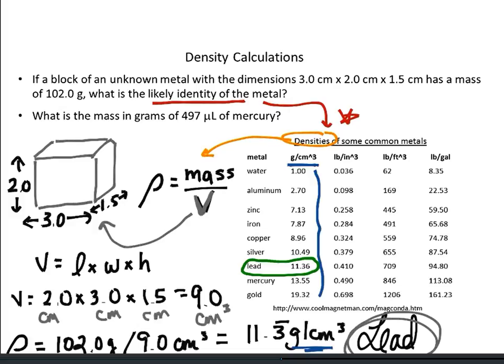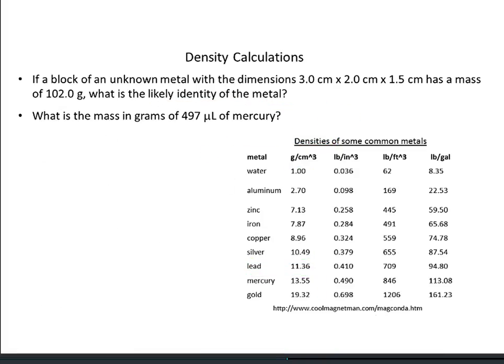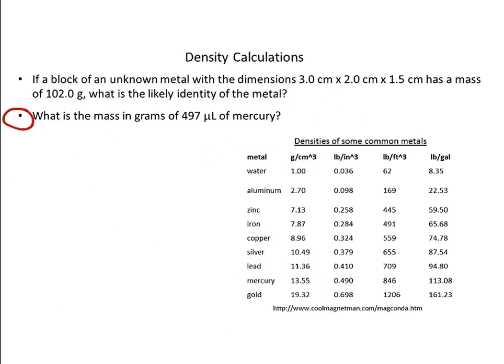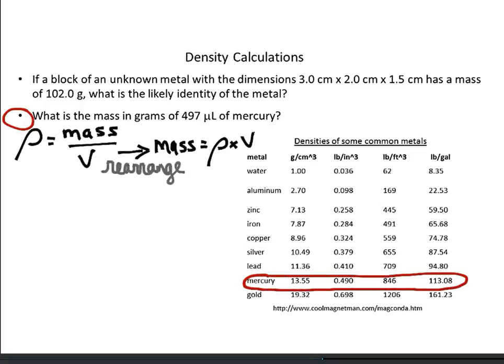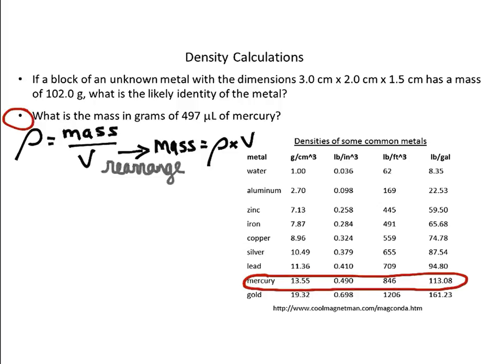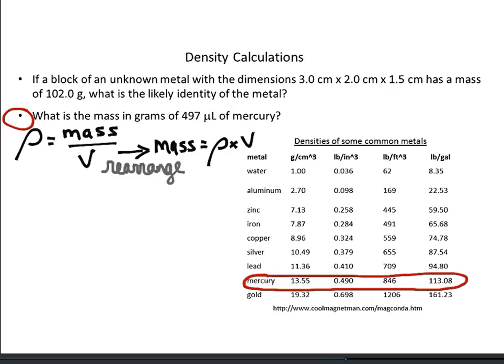It's a good idea. If we move on to the second problem, what is the mass in grams of 497 microliters of mercury? Mercury's information is given down here. And we have density is mass divided by volume. If we rearrange that algebraically, we can get the mass that we're looking for is equal to density times volume.